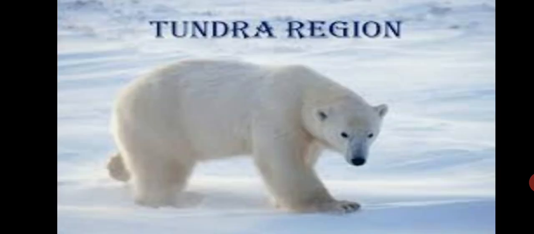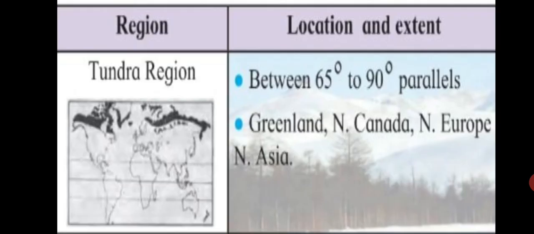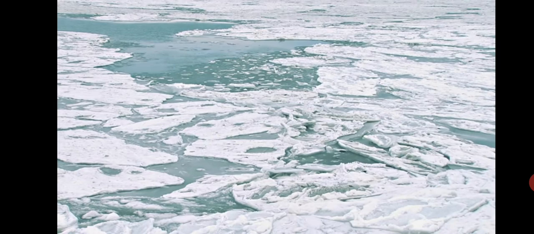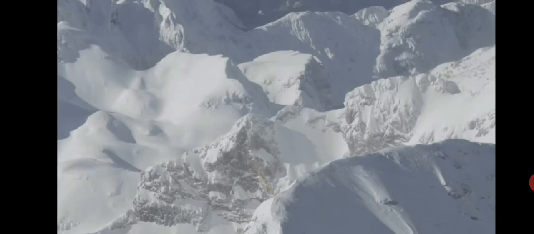First, the Tundra region. Location and extent is between 65° to 90° parallels. And in which places will you see the Tundra region? Greenland, North Canada, North Europe and North Asia. Climate. Mean summer temperature is 10 degrees Celsius. Mean winter temperature is approximately minus 20 to minus 30 degrees Celsius. Mean annual rainfall is 25 to 300 millimeter. That means it has a very cold climate.